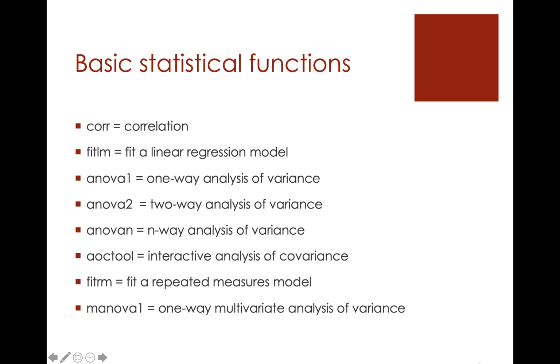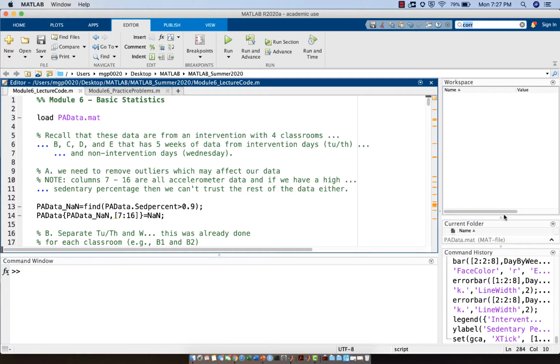Today we're going to cover a slightly more complicated statistical analysis using a repeated measures model, which builds upon the basic ANOVA functions. And then lastly, there's also a one-way multivariate analysis of variance, or MANOVA1. We will not go through that today either, but it's just good for you to know that it exists. So let's go ahead and go to MATLAB.